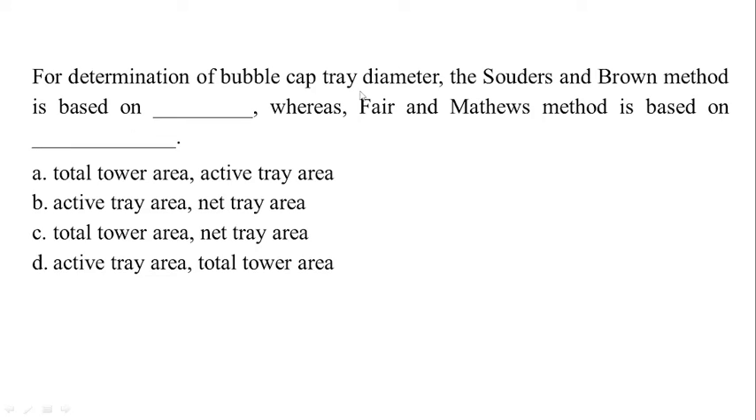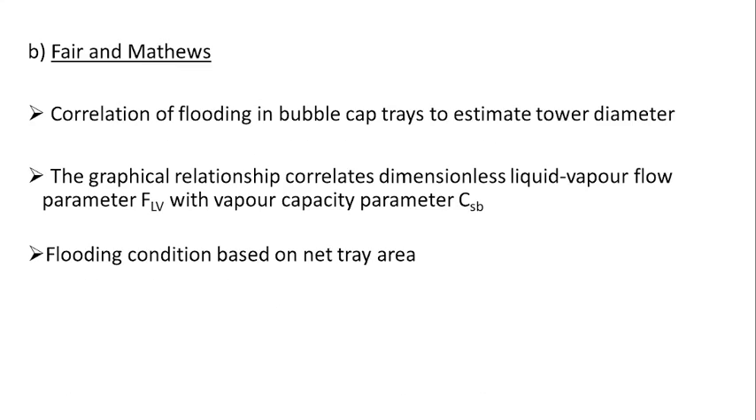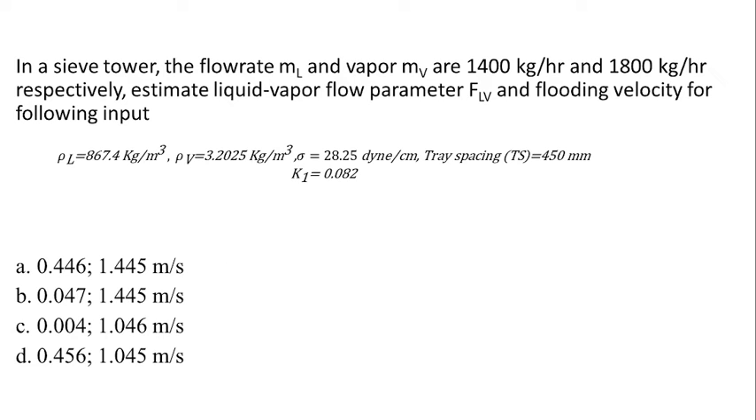So can you tell the answer for this, for determination of bubble cap tray diameter? The Sauder and Brown method is based on dash, whereas Fair and Matthews method is based on dash. Hello. Option D. Option D, yes. Thank you. Then next question.